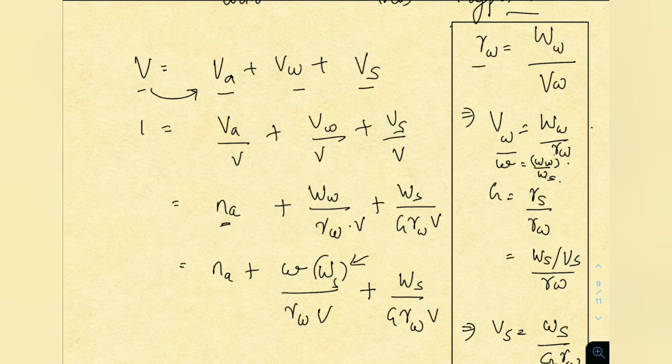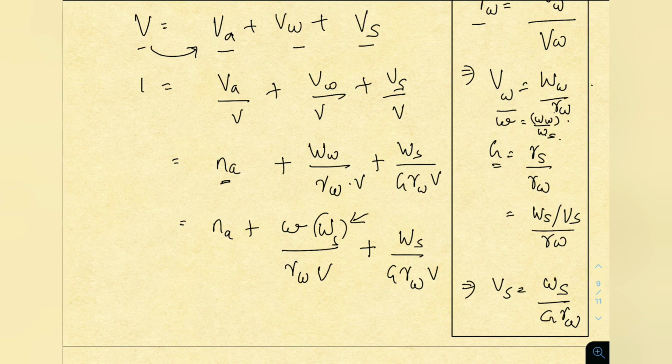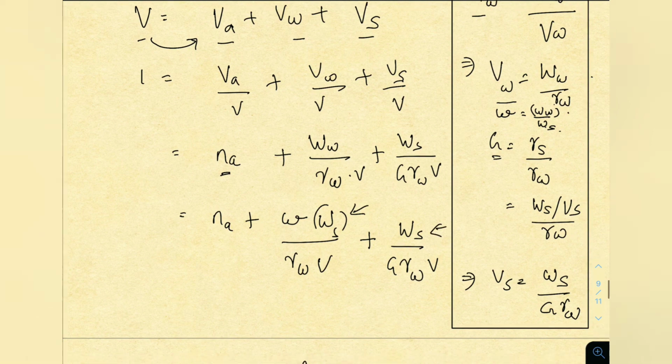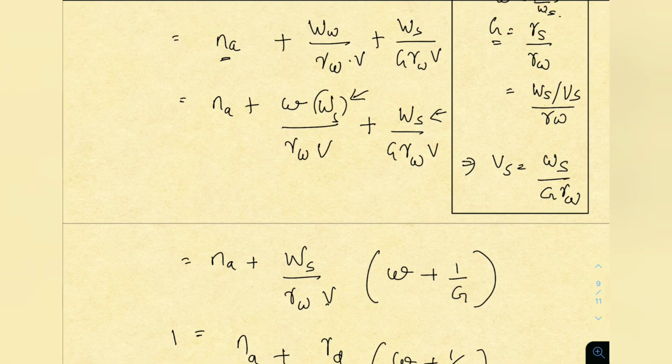Also for Vs, what will we substitute? Always Vs we have to substitute in terms of G. So G is equal to gamma s by gamma W. So that will be Ws by Vs by gamma W. So we will get Vs is equal to Ws by G gamma W. So that we substitute here. So from that we get this in terms of Ws and gamma W.